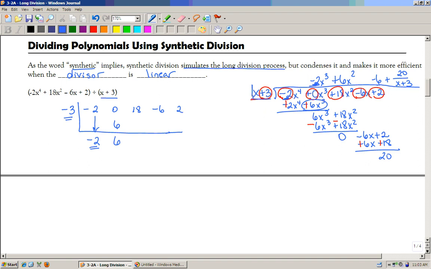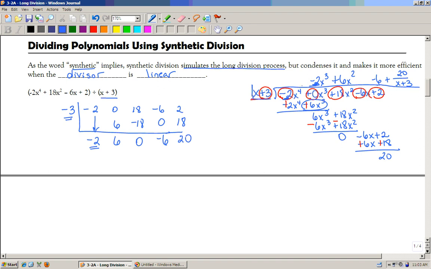And then we're going to keep repeating this process of multiply, add, multiply, add, multiply, add, all the way down the line. We start with the number on the outside, multiply it by the number we just got, and put the answer in that work area. So -3 times 6 is -18, and then you add and you get 0. Then again, -3 times 0 is 0, add and get -6, and then -3 times -6 is 18, and you add and you get 20.